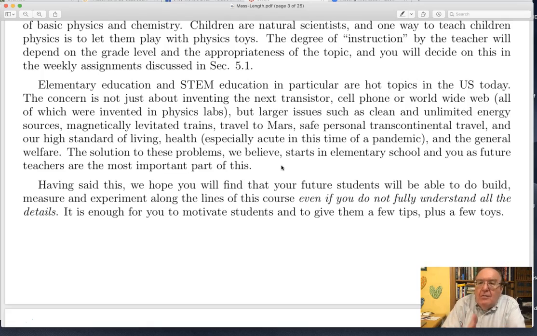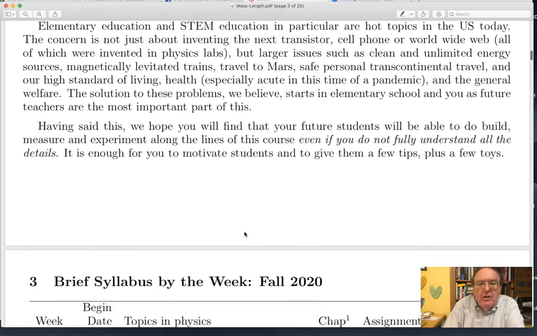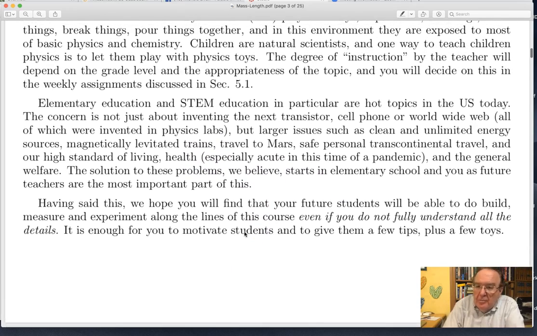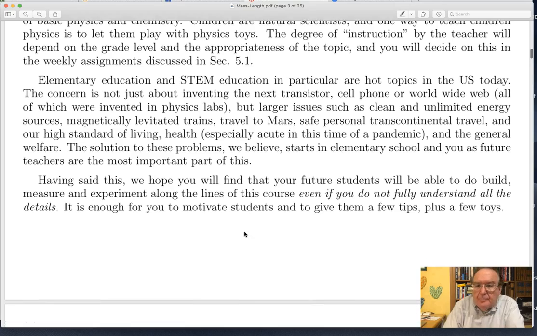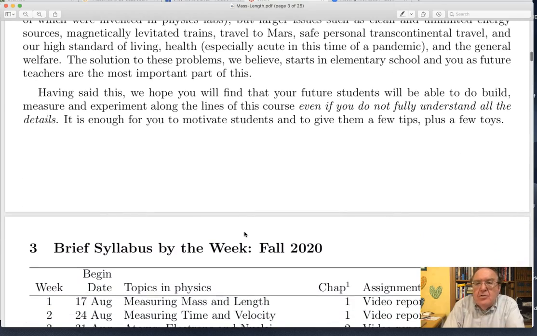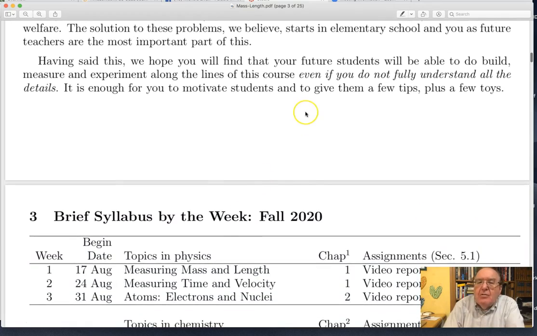There are amazingly wonderful things on the horizon for people who are scientifically interested and capable, like travel to Mars or magnetically levitated trains, or how do you get across the continent in a hurry. Our high standard of living, health and general welfare are all very tightly connected to science, in particular physics and chemistry. Your students should be able to do all these things without you fully understanding all of the scientific details. You don't have to be a regular physics major in order to teach children how to do physics, and that's the important thing.